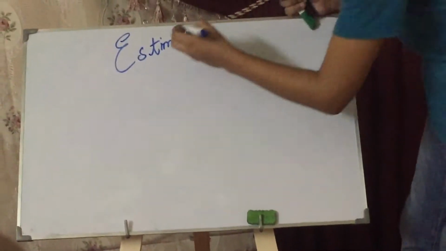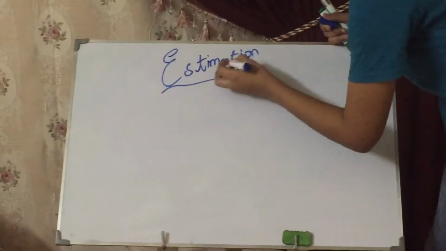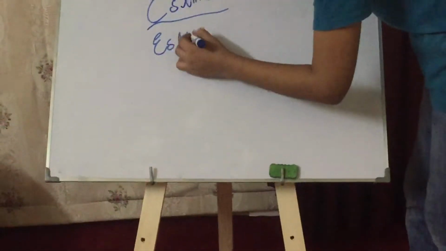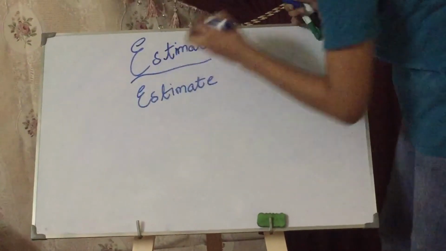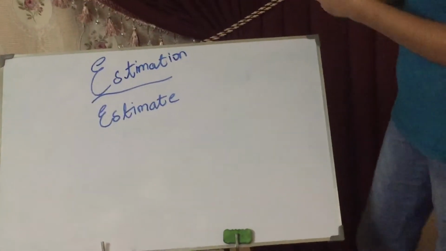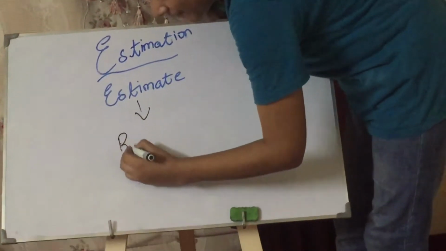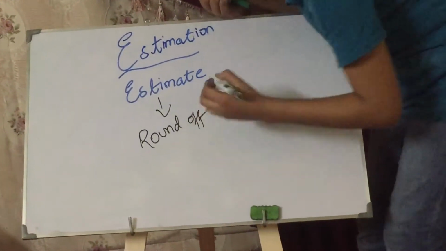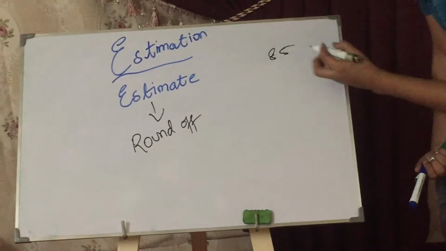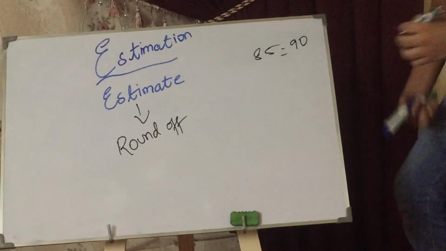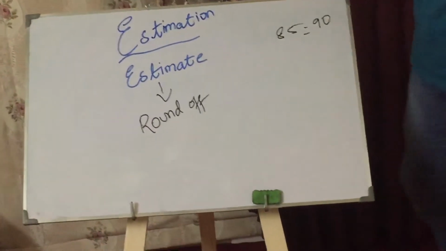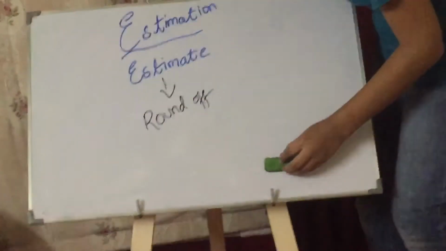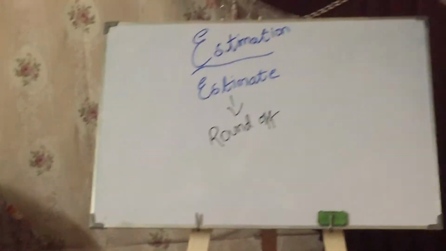This word estimation comes from the word estimate. So what does estimate mean? To round off something, to round off a number. Like if the number is 85, we would round it off to 90. That is rounding off. For this, there are a maximum of 3 steps to solve it. I'll tell you these 3 steps one by one.